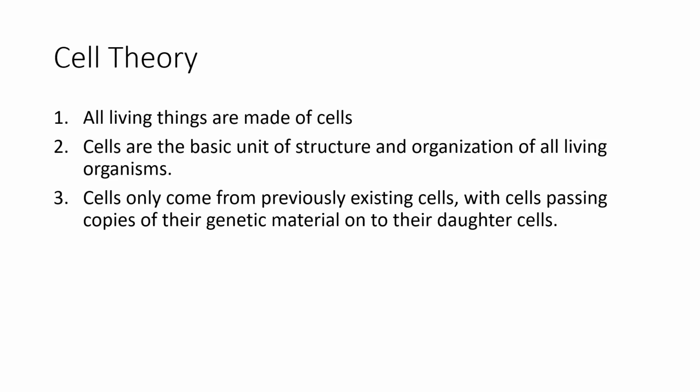So, based on all of these 5 people's ideas, we get the cell theory. The cell theory is that number 1, all living things are made of cells. Number 2, cells are the basic unit of structure and organization of all living organisms. And number 3, cells only come from previously existing cells, with cells passing copies of their genetic material onto their daughter cells.